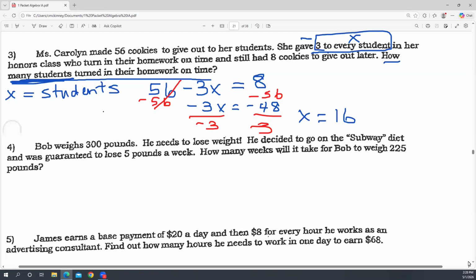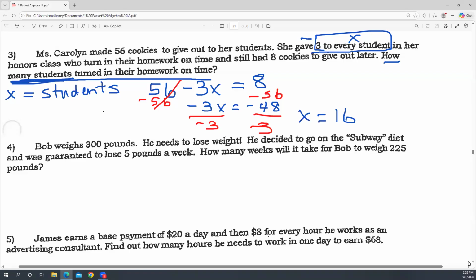Now, sometimes people, it's talking about cookies, so they have cookies on the brain and they say 16 cookies. Let's go back and read. What was the question? The question was, how many students turned in their homework on time? If I say, oh, 16 cookies. That doesn't seem to answer that question. So how many students, that's also why we write X equals students to help us remember to focus, right? So how many students turn their work in on time? I'm going to use that question to write my answer in a sentence.